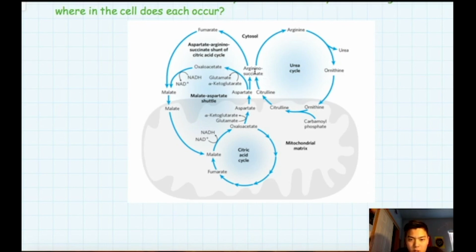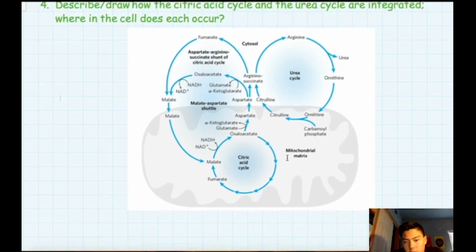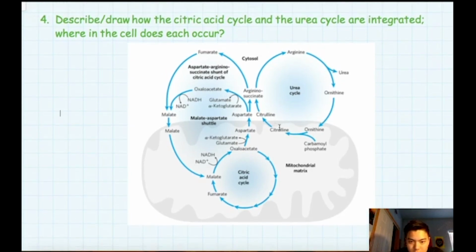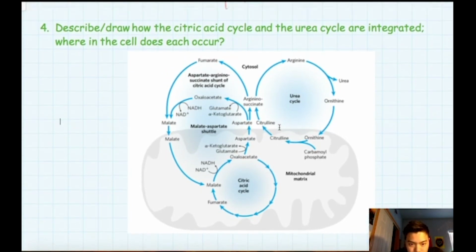Or, right, arginosuccinate makes fumarate. Fumarate can be turned into malate, which can be transported using the malate alpha ketoglutarate transport system and enter the citric acid cycle. So these are really the only two major integration parts, but this is a nice little illustration of that.